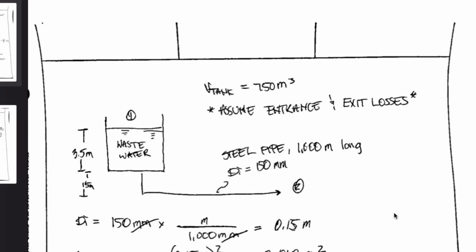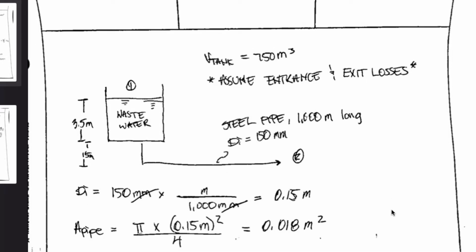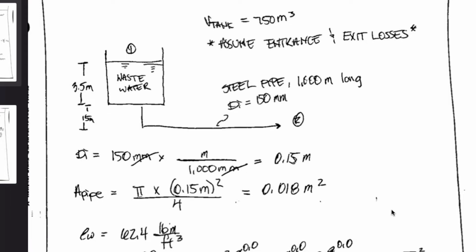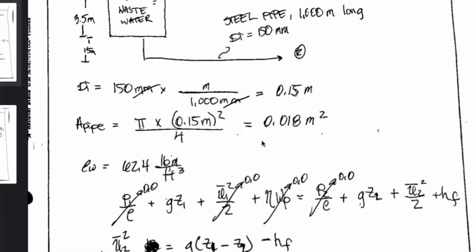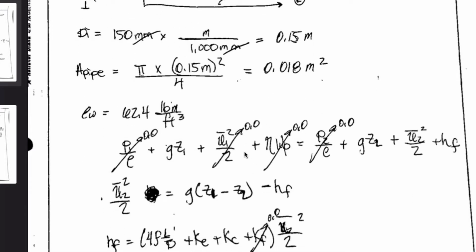So I wrote the volume of the tank, and then I'm gonna assume entrance and exit losses. Hope you got something in your fluid books to calculate those, but I'll show them on here. Hopefully, ours look the same. The sketch, diameter, change that to meters, and then I calculate the area of the pipe, which gives me that number.